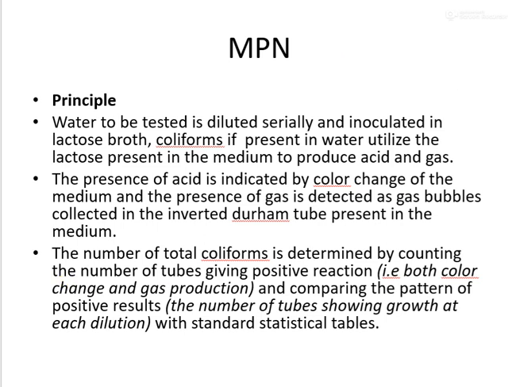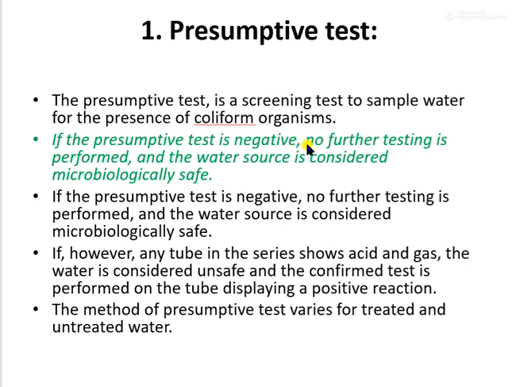So I will just help you in that. The MPN test has three types of tests. First, we have the presumptive test, which is a screening test to sample the water for the presence of coliform organisms. And if the presumptive test is negative, no further testing is performed and the water source is considered microbiologically safe.